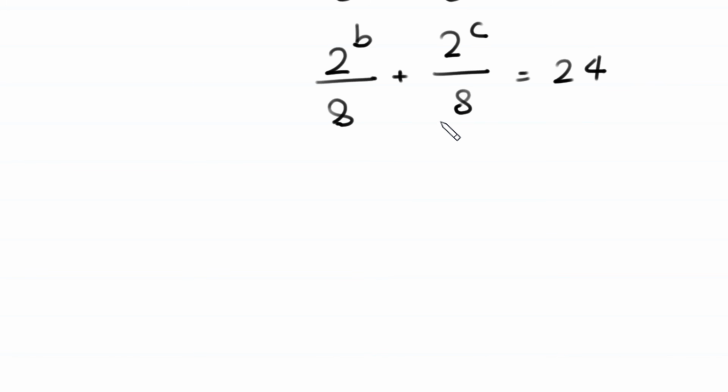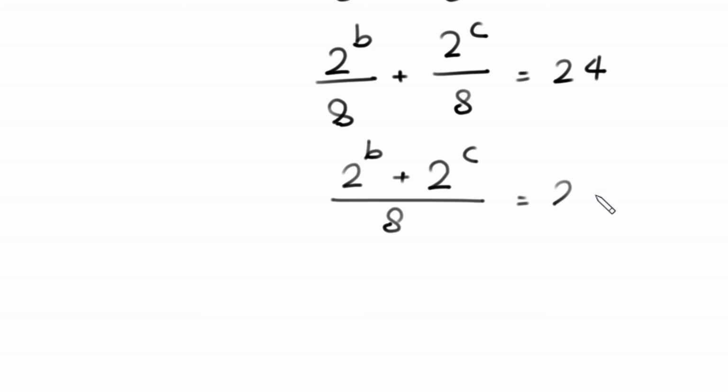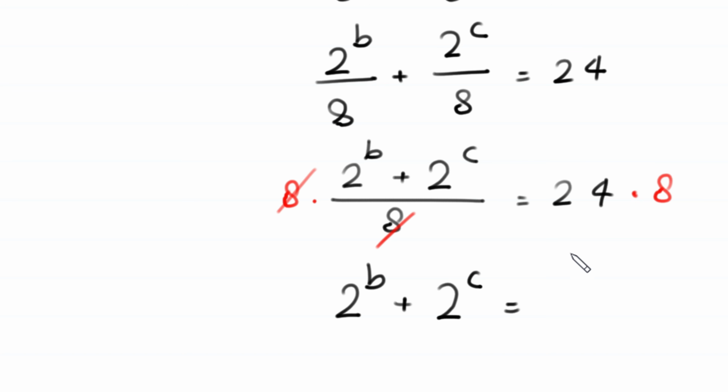The LCM of this 8 and this 8 is 8, so this will become 2 to the power b plus 2 to the power c equal to 24, and we multiply both sides by 8, so this 8 will be cancelled out. We are left with 2 to the power b plus 2 to the power c equal to 24 times 8, which is 192.